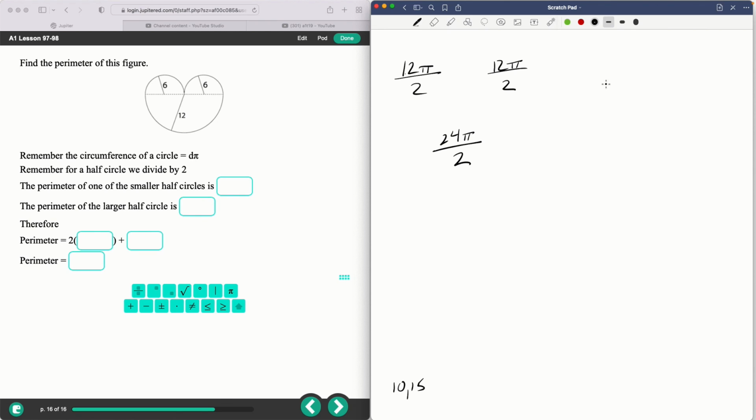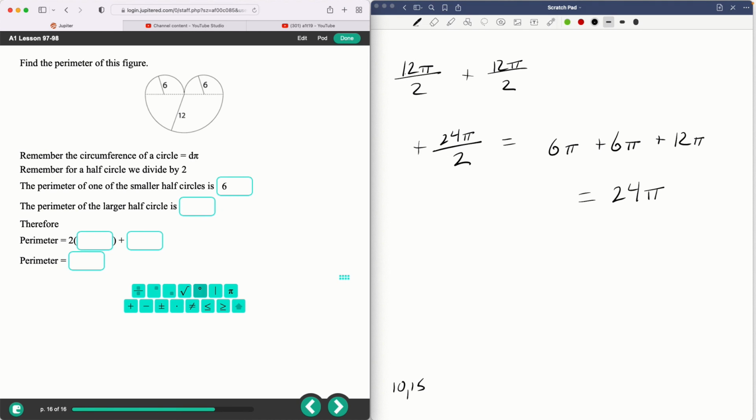So that's going to be 6 pi here plus 6 pi here plus 12 pi here. And that's going to equal 24 pi. So let's write that. The perimeter of one of the smaller half circles is 6 pi. The larger one is 12 pi. 2 times 6 pi plus 12 pi is 24 pi. Check it. Perfect.